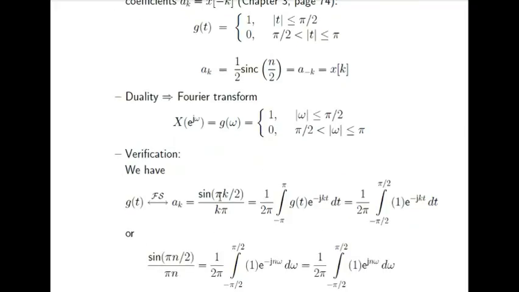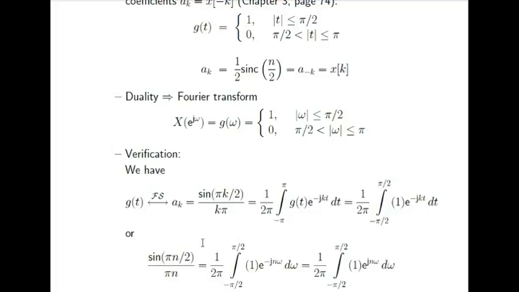So from the duality property, the Fourier transform will be x(e^{jω}), g of ω, where t is replaced by ω. To verify this answer, let's take g(t) and find its Fourier series representation, which is a_k. So a_k equals sin(πk/2) upon kπ, which equals 1 upon 2π integral from −π to π of g(t) e^{−jkt} dt.